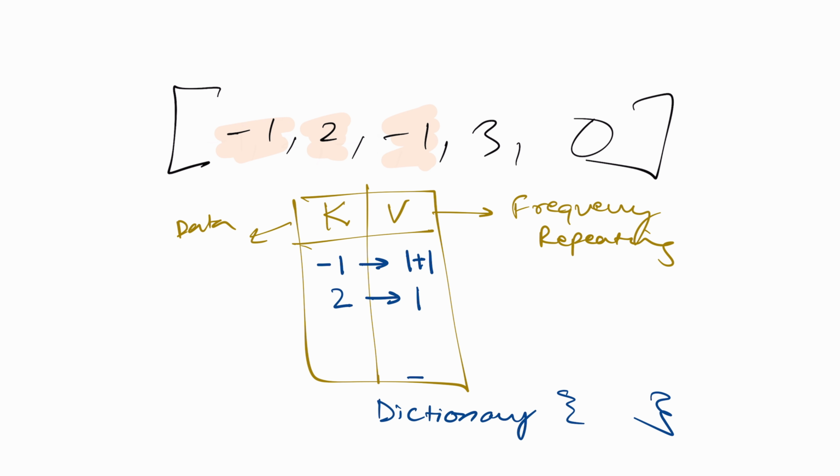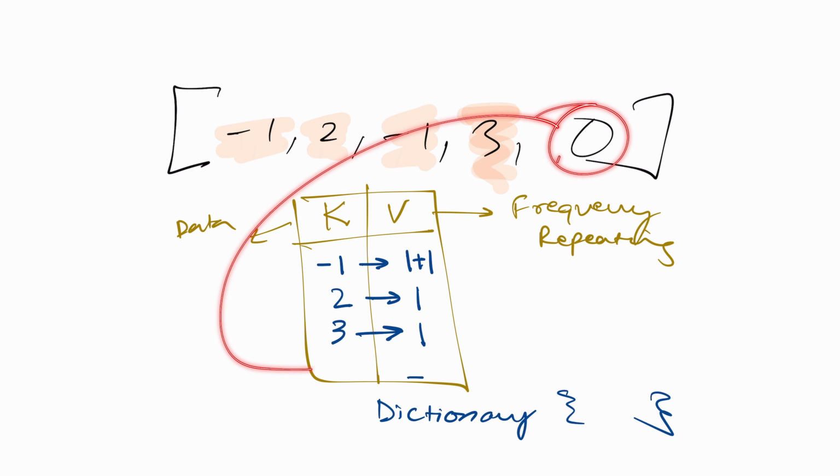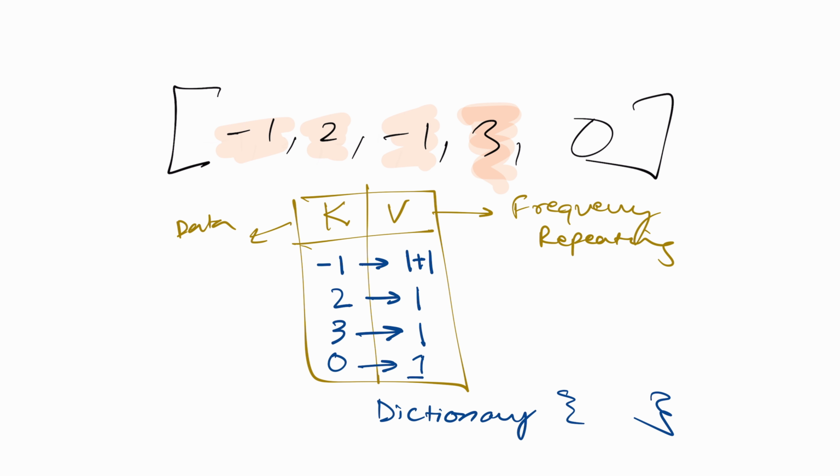Now coming to the next element, 3. Is it there in the map? This 3, is it there in the map? No. That means I will create a key and value is 1. Now next element, this 3 is done. Yes, next is 0. This 0, is it there? No. I will add 0 and the value is initially 1. So this is done. This is one time iterations.